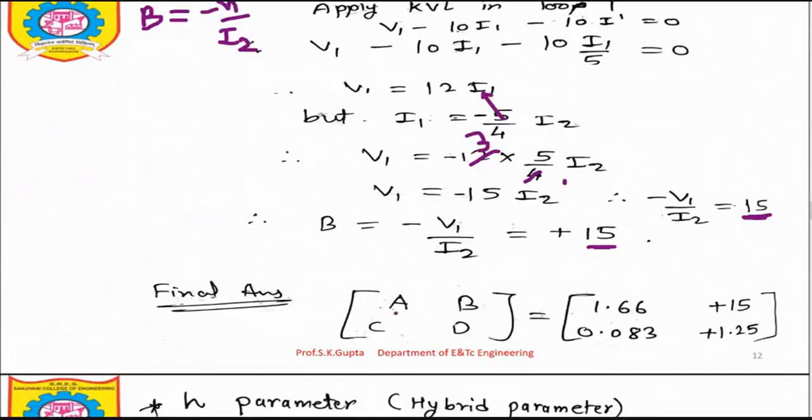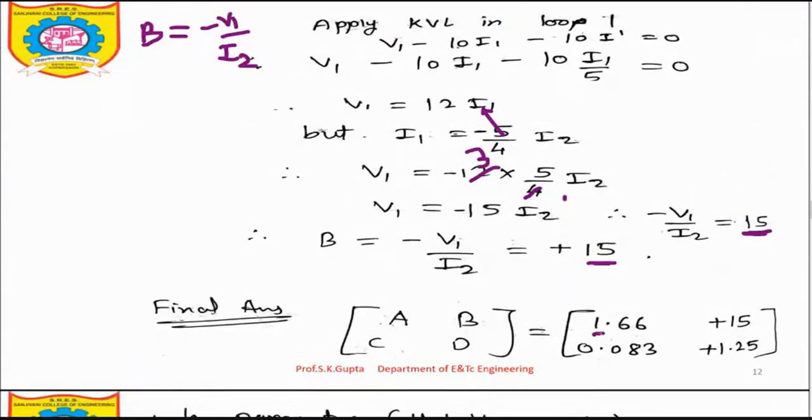So minus V1 upon I2 value is 15. So overall ABCD parameter values are 1.66, 15, 0.083, 1.25. Okay. And what is the unit for B? B is voltage upon current. So the unit here is ohm. Okay. Thank you.